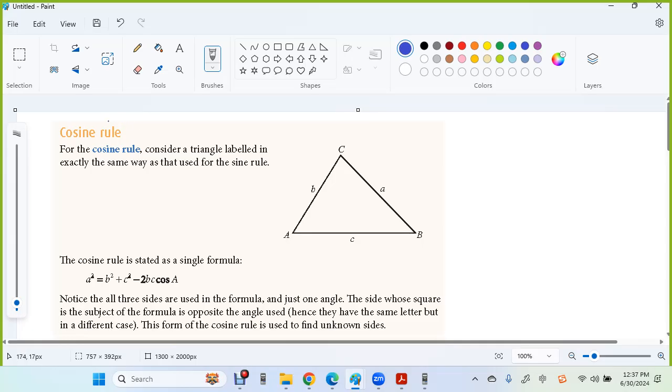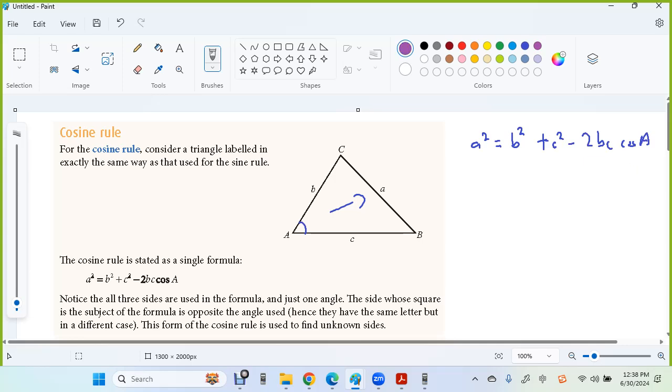In this video, I will introduce to you the cosine rule, cos rule. We have a triangle, and the cos rule is a square equals b square plus c square minus 2bc cos A. This is the opposite one. A square equals b square plus c square minus 2bc cos A.